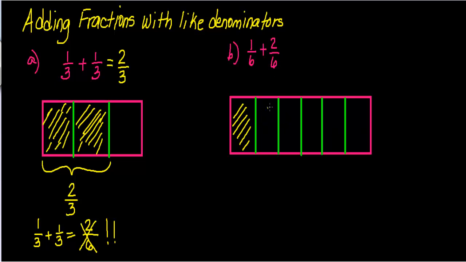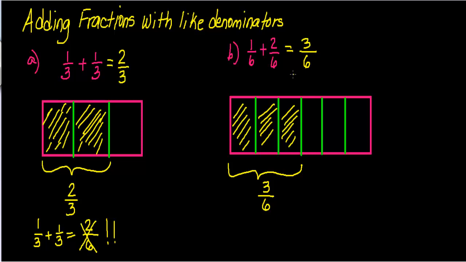Okay, so here I have 1/6, and another 2/6 would make 2 out of 6, plus the 1/6 I have shaded already. This is a total of 3/6. So the addition of 1/6 plus 2/6 is plainly adding the numerators together. 1 plus 2 equals 3. And then I keep the denominator as 6.